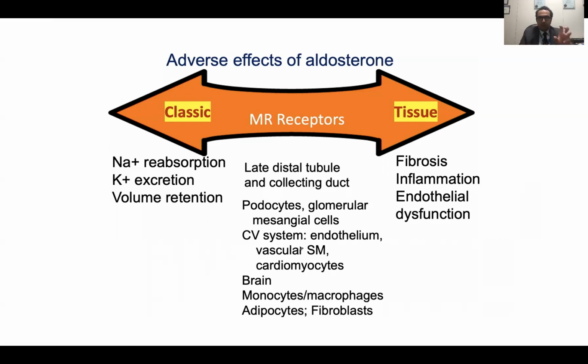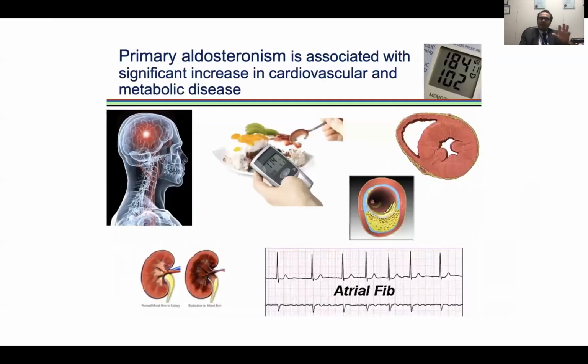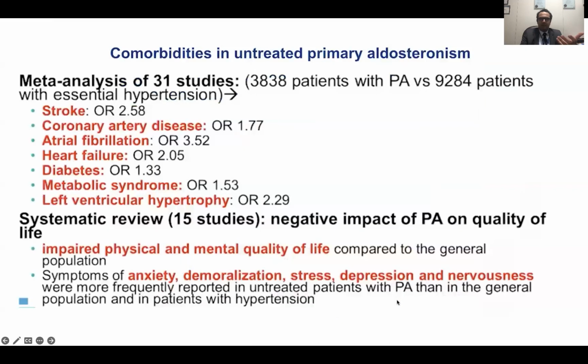And we know from the heart failure trials that blocking this receptor has a role in reversing these remodeling changes in patients with heart failure or ischemic heart disease. So primary aldosteronism is associated with increased cardiovascular and metabolic disease, including stroke, kidney disease, diabetes, LVH, ischemic heart disease and atrial fibrillation. All these are increased.